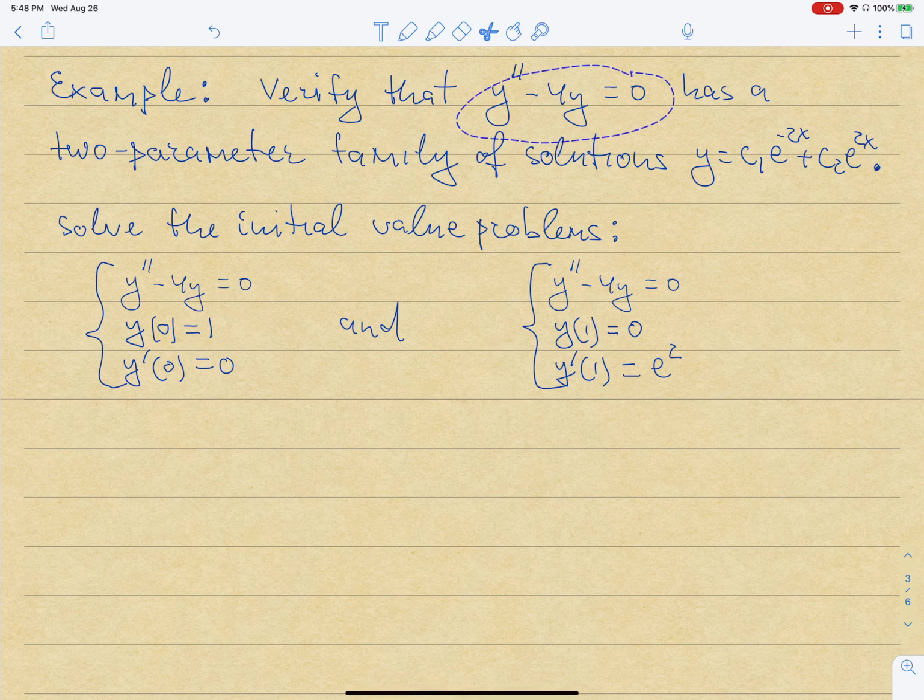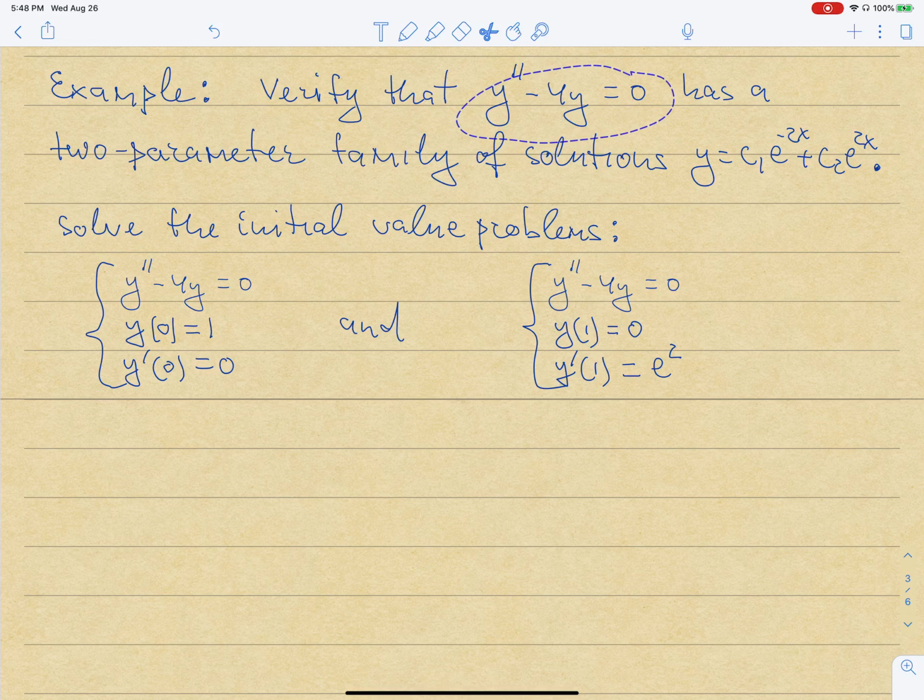In fact, this is a second order linear equation because it looks like a sum of a function with its second derivative with coefficients that are independent of the function, of a known function. And suppose that we're given that this equation has this two-parameter family of solutions.